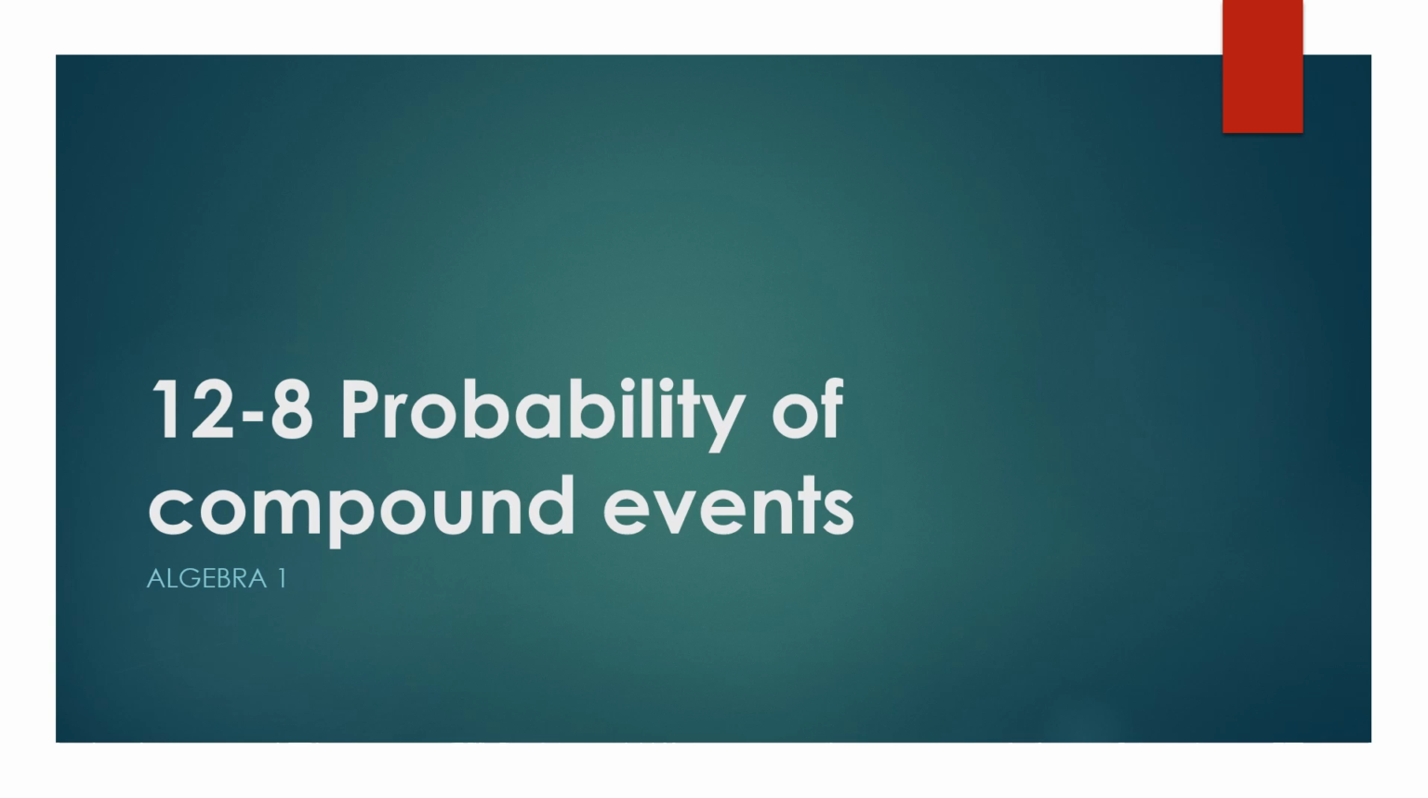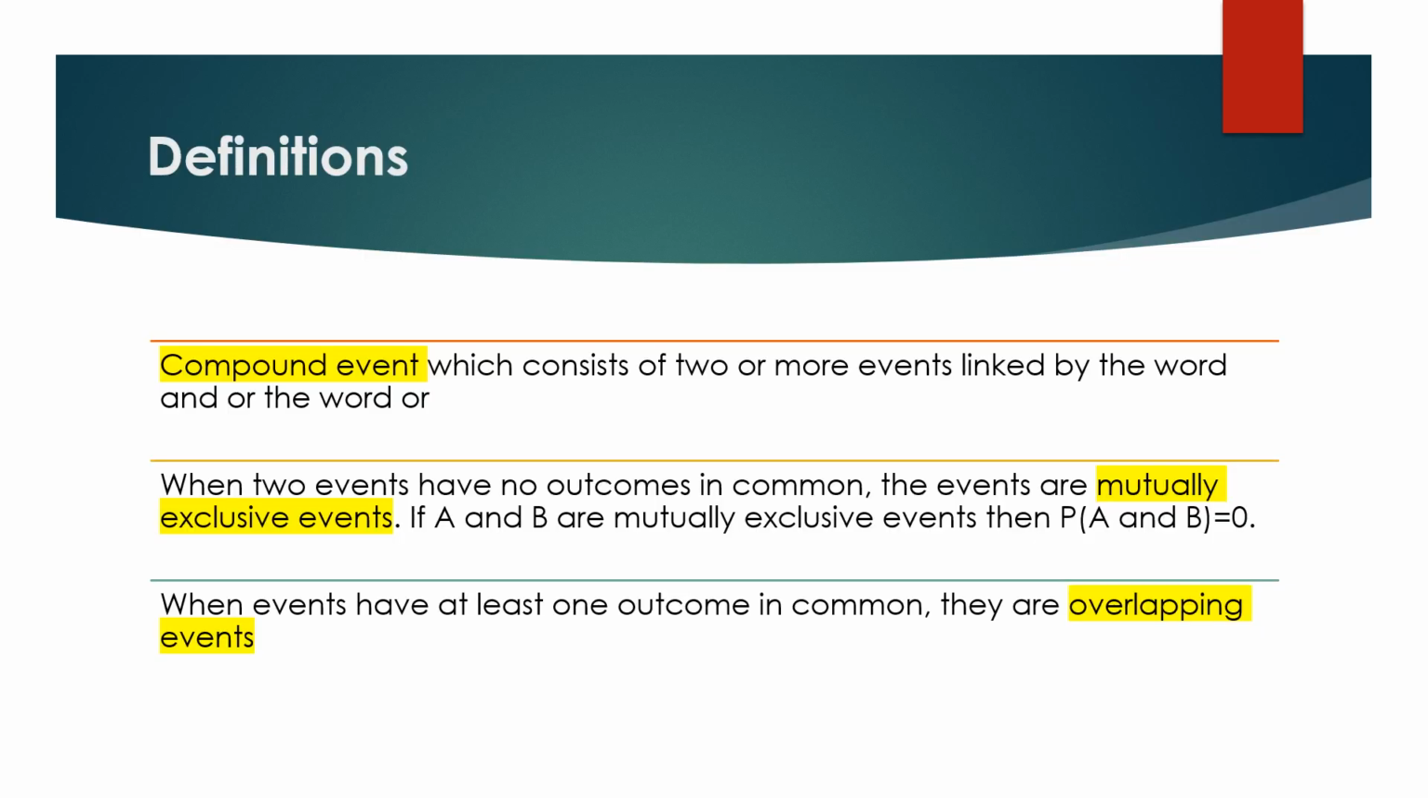All right, here we have 12.8 probability of compound events. Here we have a couple definitions. Compound events consist of two or more events linked by the word and or the word or. When two events have no outcomes in common, those events are called mutually exclusive. If A and B are mutually exclusive, then the probability of A and B equals 0. When we have events that have at least one outcome in common, we call that overlapping events.